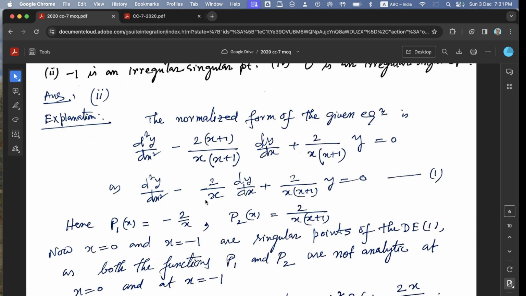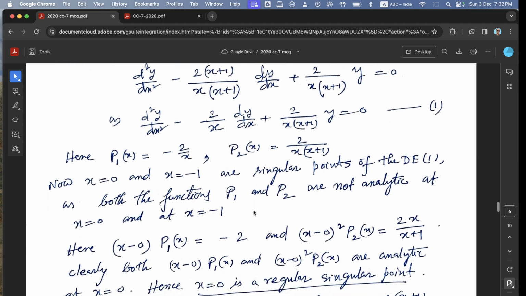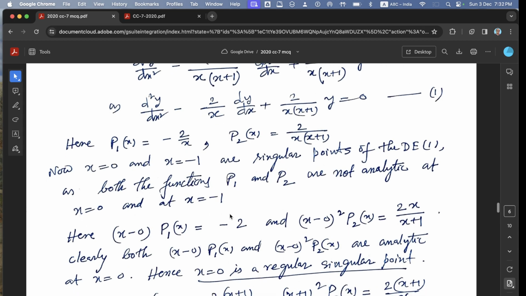Now here x equal to 0 and x equal to minus 1 are singular points of the differential equation. Because in this p1(x), x is in the denominator, so x equal to 0 is a singular point. And here the factor x plus 1 is in the denominator, so x equal to minus 1 is also a singular point. Both functions p1 and p2 are non-analytic at x equal to 0 and at x equal to minus 1.